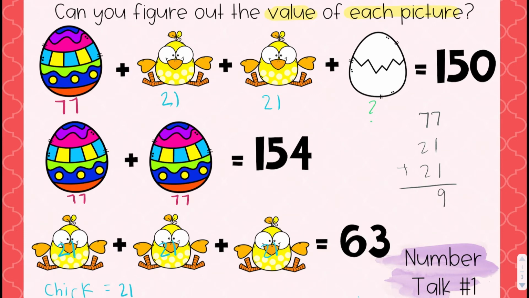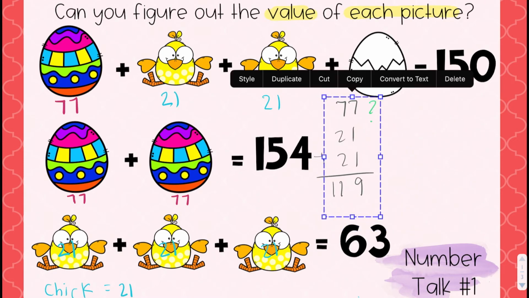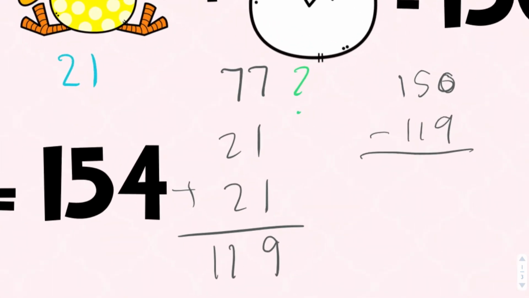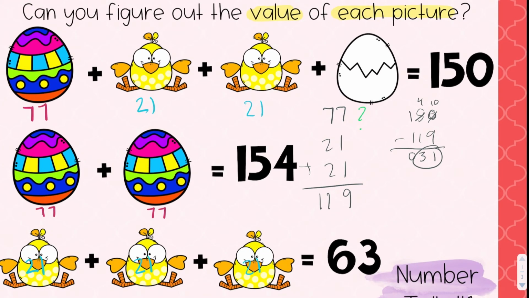So I'm going to start by adding what I know. So 77 plus 21 plus 21. And I get 119. So now I'm going to take that 119 and I need to subtract it from 150 so I can figure out what the value of that cracked egg is. So 150 minus 119, I can't do 0 take away 9, so I'm going to have to regroup from the tens place. So I have 4 and then 10, so 10 minus 9 is 1, 4 minus 1 is 3, so 31. So I know the value of the cracked egg is now 31.